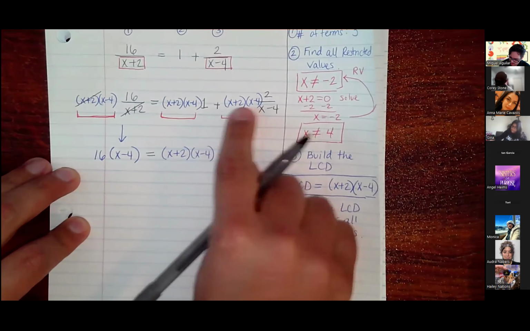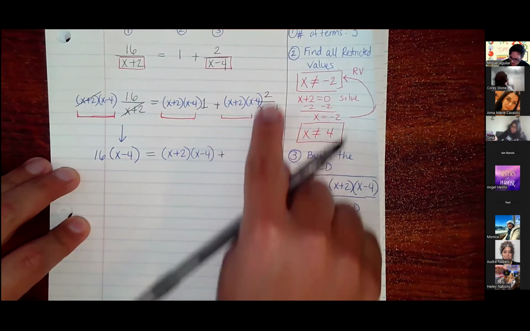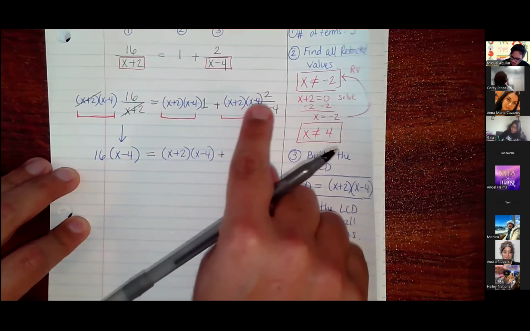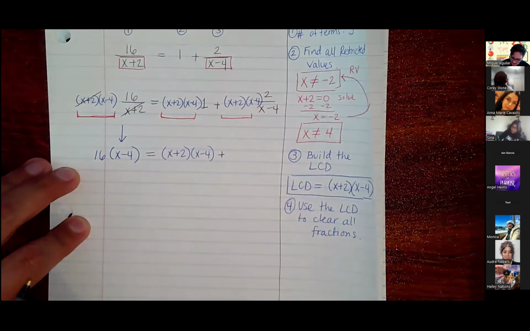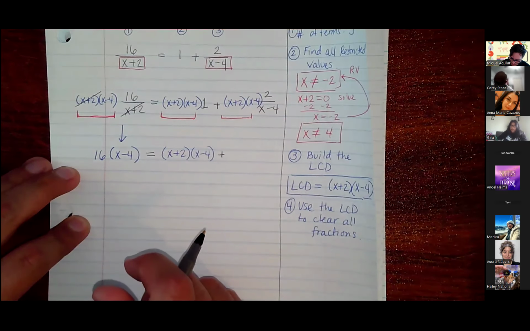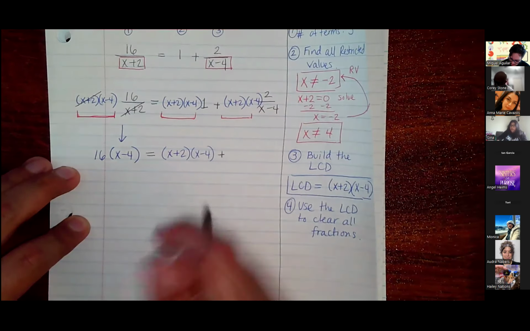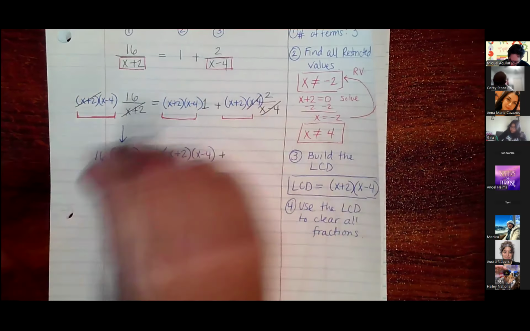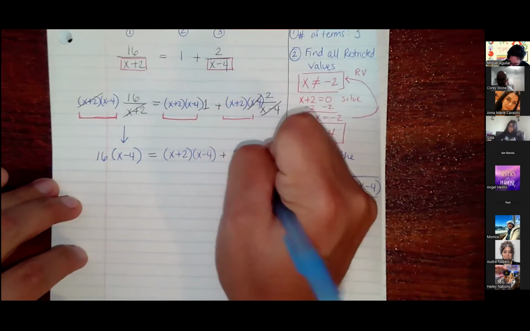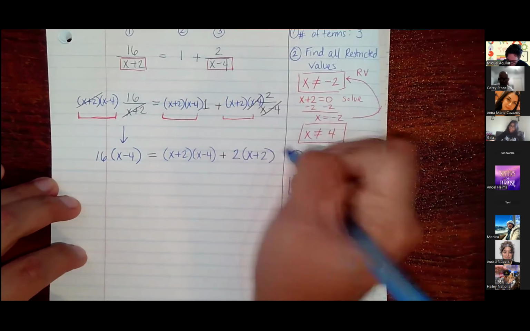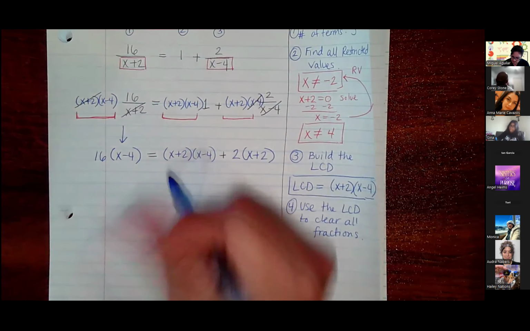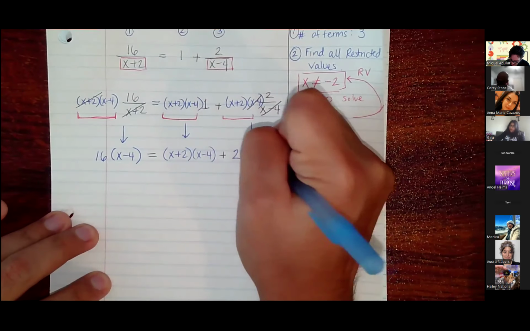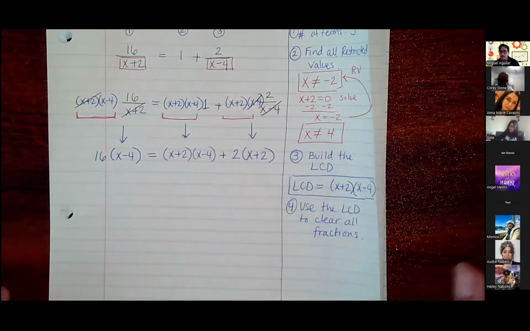So I have these factors in my bucket, and I have this term over here, which is a fraction. What factor is going to cancel out that denominator? x minus 4. Yeah, so I'm just going to go and cross out the x minus 4s, and I'm left with 2 times x plus 2. Are you guys okay with that? Questions, comments?